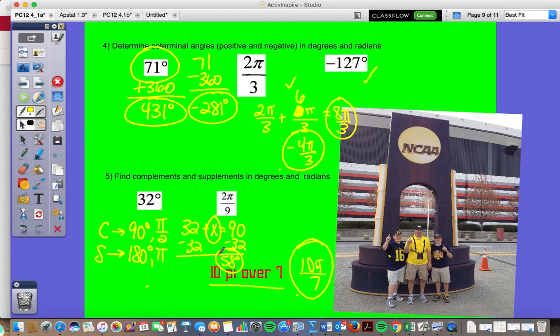For 10 pi over 7, do you want those in radians too? The complement of 58 degrees, you're good. If I give it to you in degrees, keep it in degrees here. That's perfect. Now, over here, if I give it to you in radians, just make sure you give it to me in radians as well. Does that make sense? As long as you got that, I'm good to go on that part.